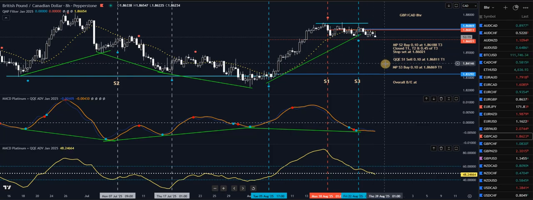So looking good on the CAD, had some good wins from this side. Probably going to lock in a non-loser on that one. Put myself in a no-lose position on the sell, and the only one I've got to worry about is this S3.